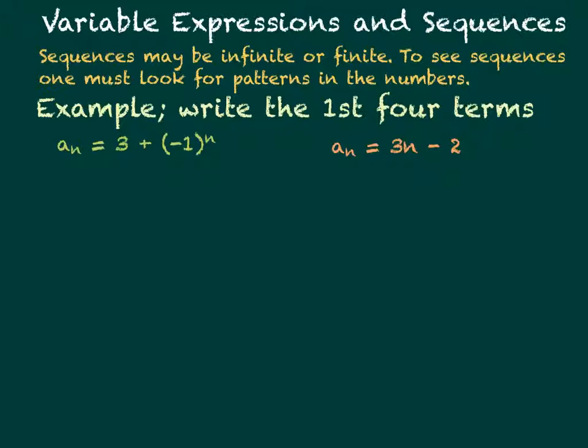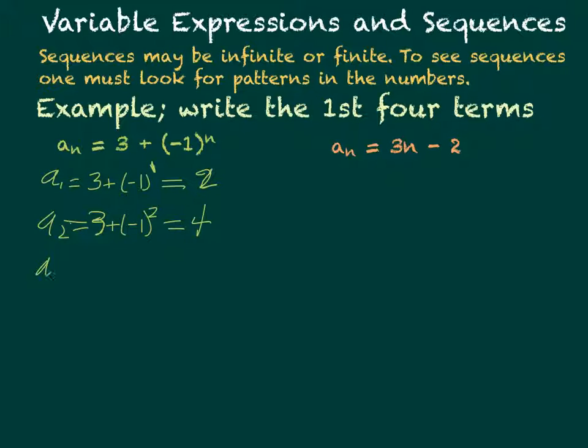So term 1 we will write as a sub 1, and that's going to be 3 plus negative 1 to the first power, because wherever you see an n, you're just going to put in 1. So that's going to be 3 plus negative 1 to the first power, which is 2. So the first term in the sequence is 2. Then we go to a sub 2. So 3 plus negative 1 squared is going to be 4.